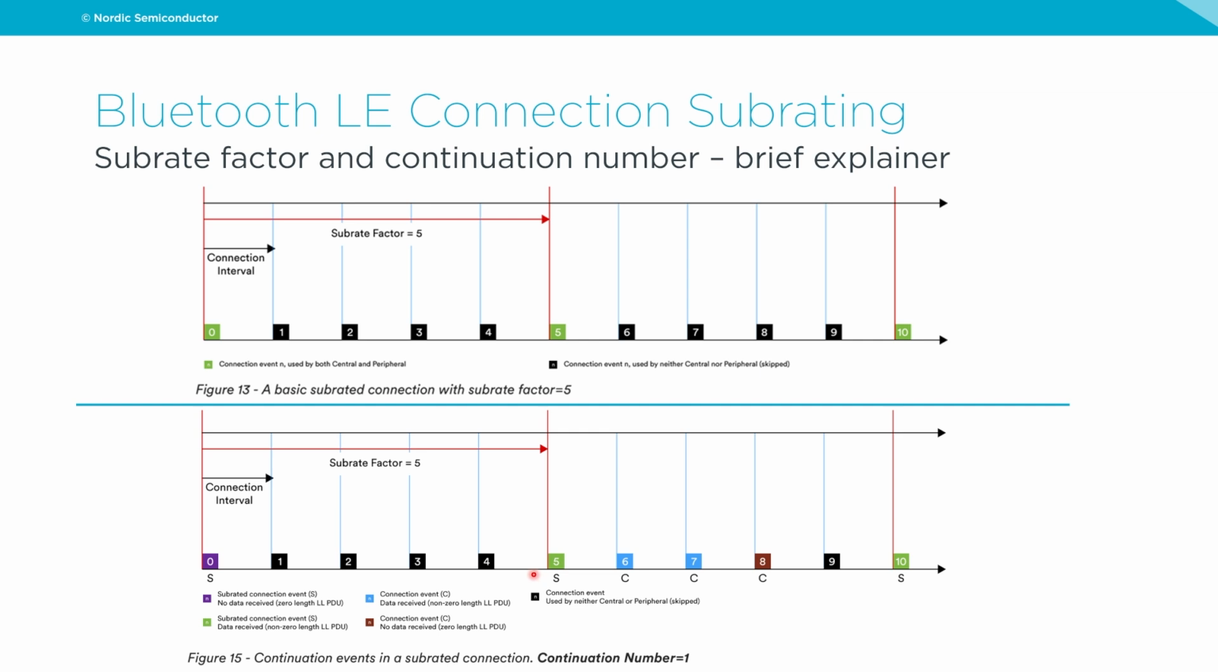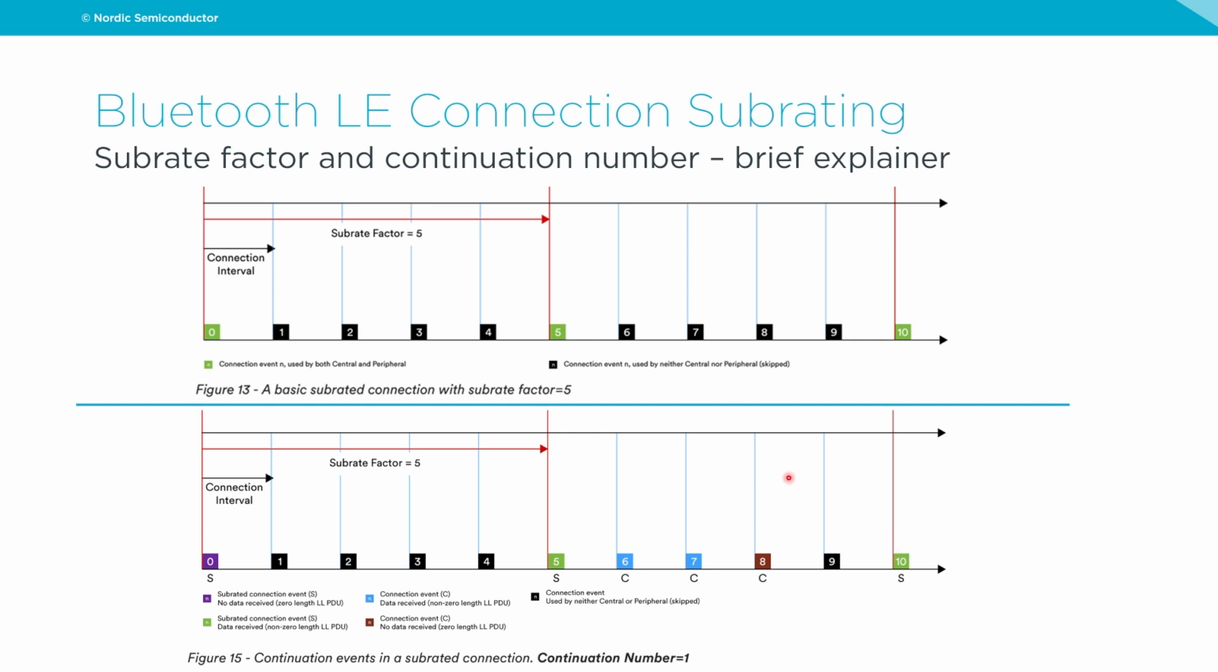So in event number 5 here, they exchange data. So there was a non-zero length PDU. So they will exchange it. And then the same thing happened on number 6, so they will extend it again. And the same thing happened on number 7, until we reach number 8. On number 8, again, we had a zero length link layer PDU. So that means that the next one will be skipped because we didn't exchange any data. So number 9 will be skipped, and they sort of resynchronize again, if you will, at number 10, which is a subrated event, so an effective connection interval.